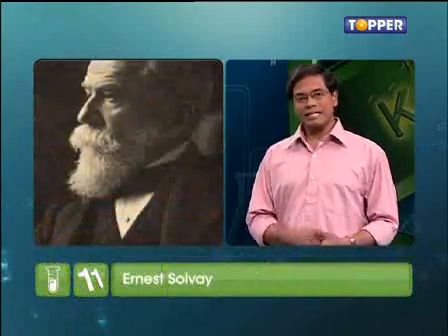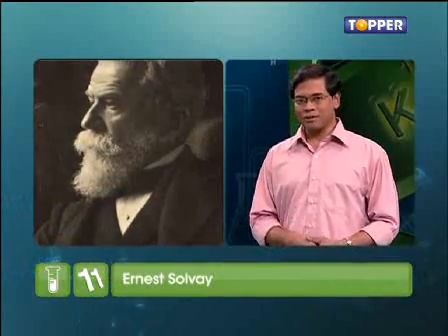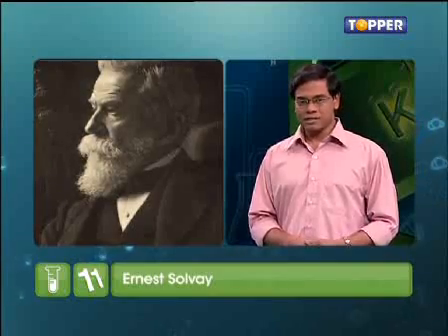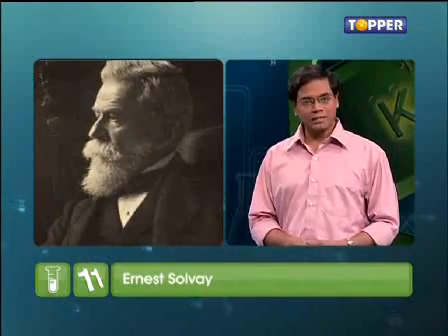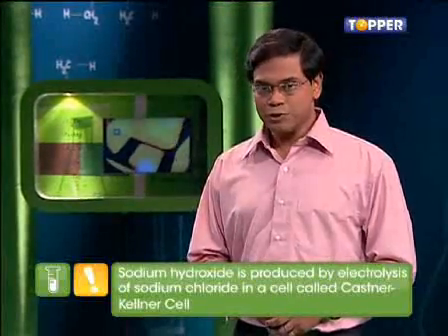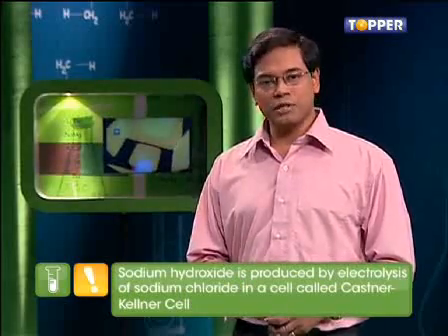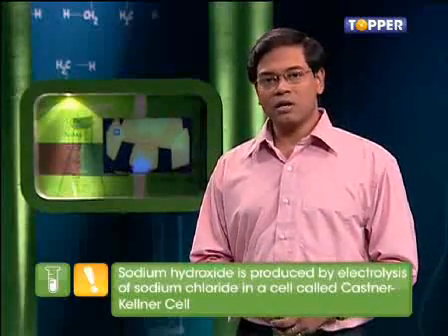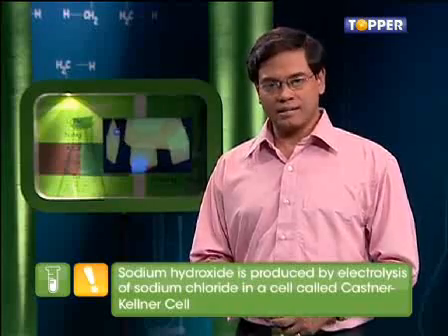Do you know the name of the scientist in whose honor the Solvay process for manufacturing sodium carbonate is named? Well, it is Ernest Solvay. Let's move on to another important compound of sodium, that is sodium hydroxide. Sodium hydroxide is produced by electrolysis of sodium chloride in a cell called the Castner-Kellner cell.